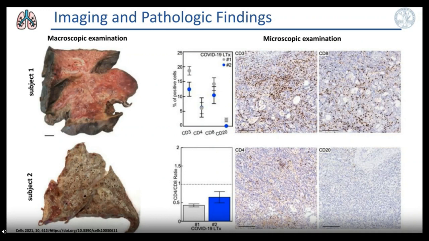Microscopic examination of the removed lungs, on the left, showed widespread parenchymal thickening and signs of fibrosis. At the microscopic level, on the right, a moderate inflammatory infiltrate was present in both cases, mostly in the form of perivascular T lymphocytes with a prevalence of the CD8 positive T cells compared to the CD4 positive T cell component. In regard to the B cell infiltrate, scattered CD20 positive lymphocytes were observed.